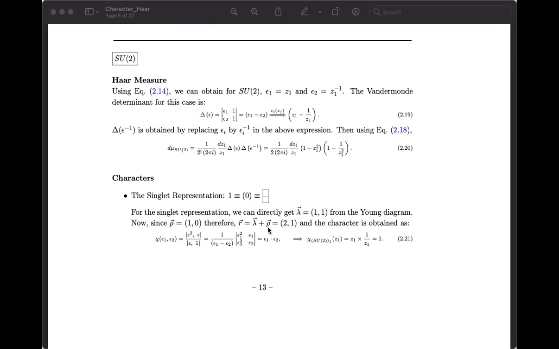So r equals lambda plus rho, added component-wise, so 2 comma 1. So chi will be epsilon square comma epsilon determinant, and the epsilon comma 1 is the Vandermonde determinant we have calculated here. Once you put it back and translate in terms of z, you get 1, and that's quite obvious, right? For the singlet representation, the character will always be 1. It's not a function of any torus coordinate, and that's what we can explicitly check here.